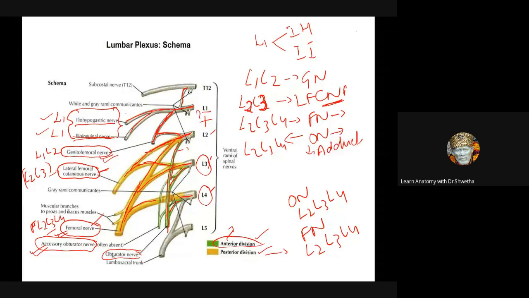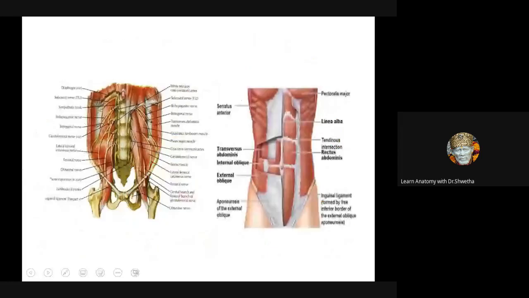Now, accessory obturator nerve is present. What is the root value of that? Anterior divisions of L3 and L4. Very good. Can someone tell me the lumbosacral trunk is formed by what? L4 and L5. Excellent. Now, we will go to the next slide. We have already discussed all the nerves.